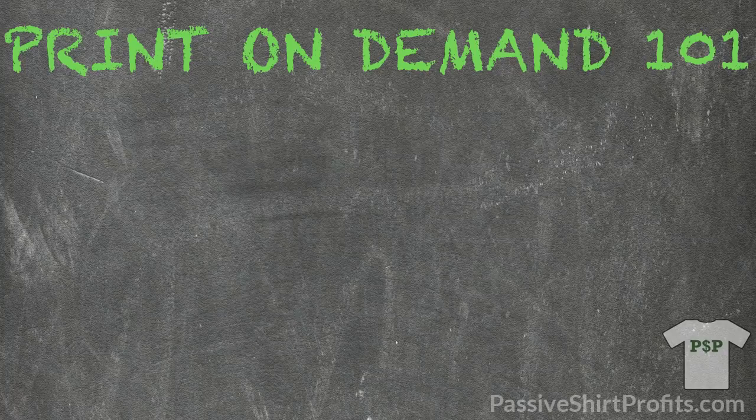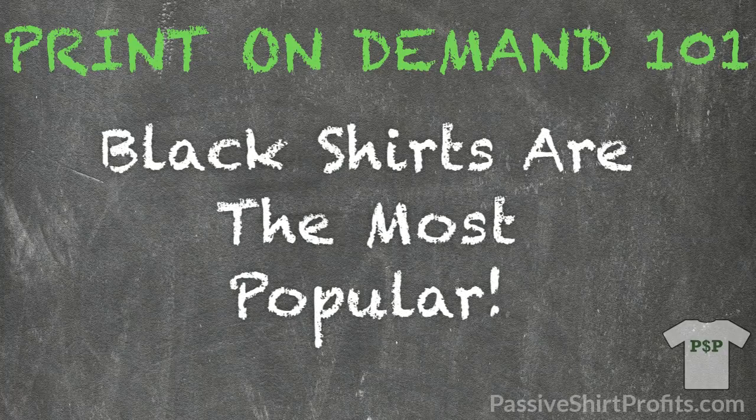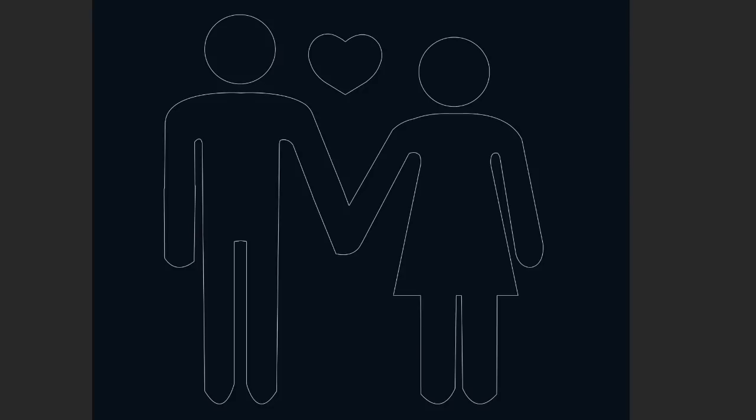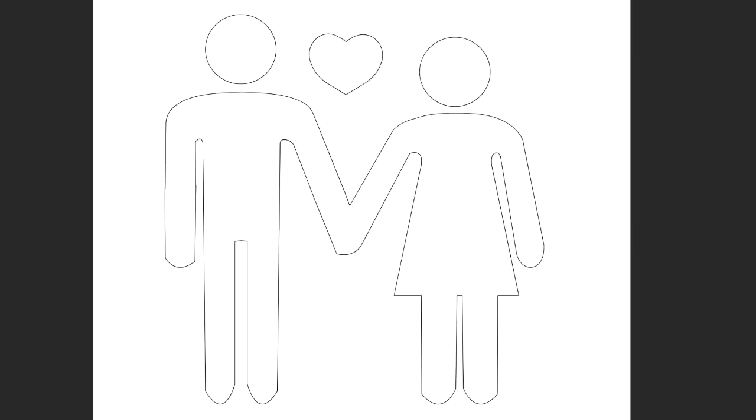Number 2, black t-shirts sell more than any other color. So if you're creating a design with dark colors and you want to sell it on a dark shirt, one thing you can do is add a light stroke around the outside to make it stand out on darker clothing. And vice versa if you're designing for white shirts or lighter shirts.